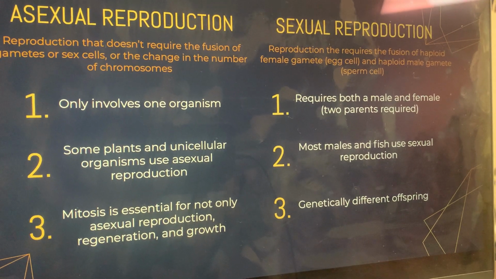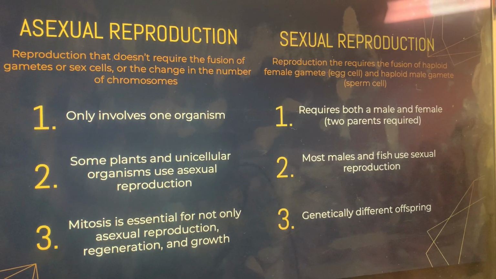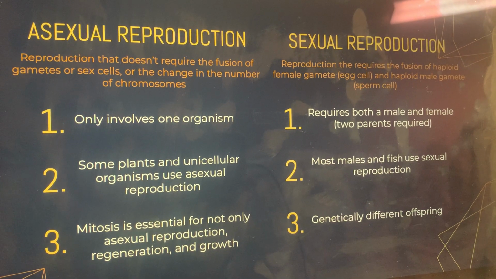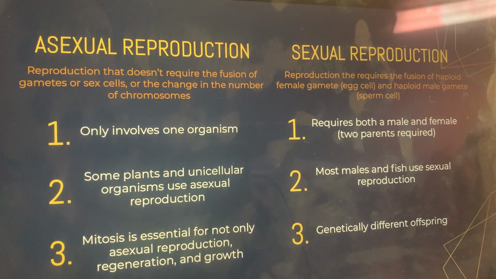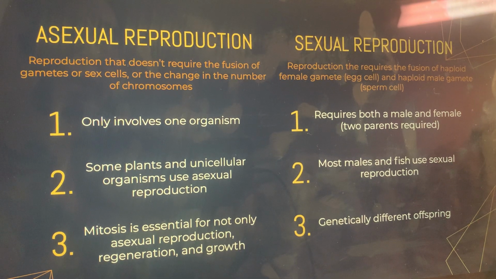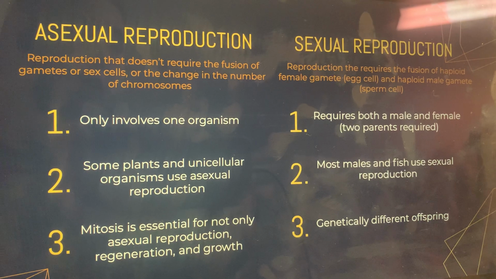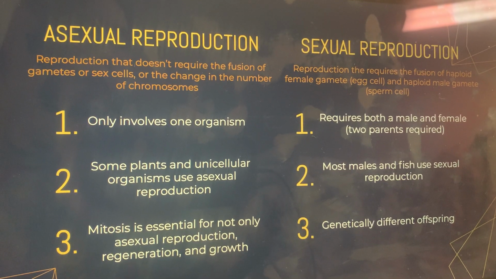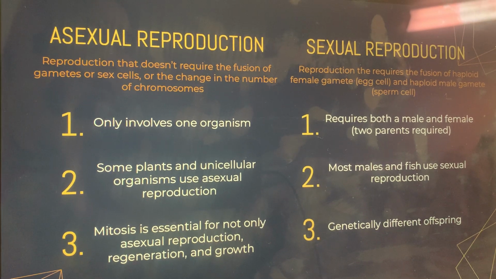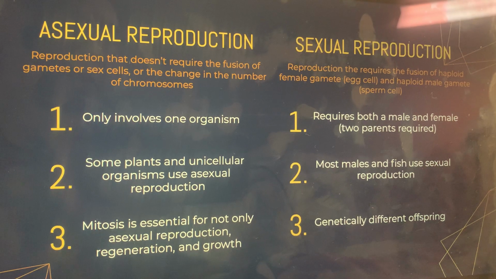Moving on to sexual reproduction, it can be defined as reproduction that requires the fusion of haploid female gametes, also known as egg cells, and haploid male gametes, also known as sperm cells. In comparison to asexual reproduction, sexual reproduction requires both a male and a female, so two parents are required. Most mammals and fish use sexual reproduction, and the two parents produce genetically different offspring.